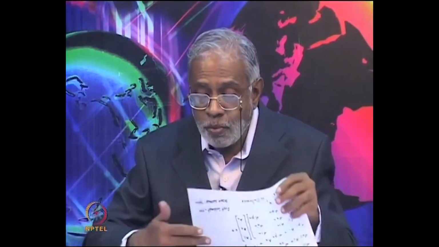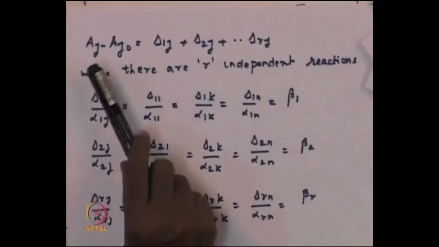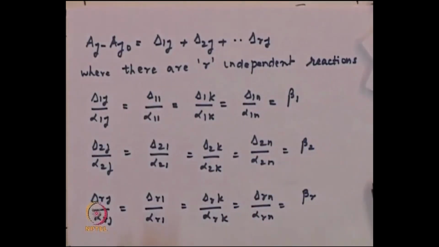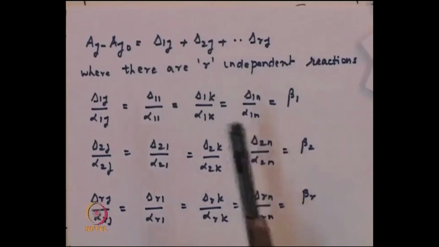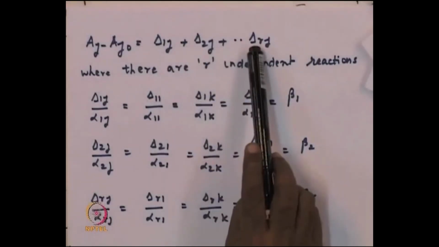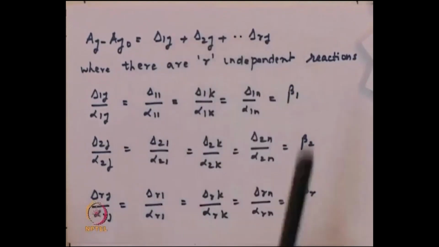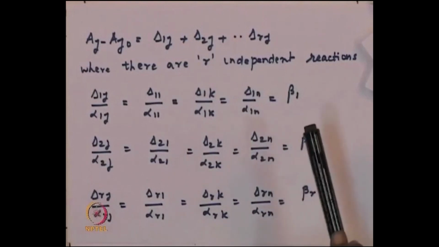Having said this, what is it that we can learn from this? What we can learn is that if you have a component j, then A j minus A j 0 represents the change in this component j. How can this change come about? This change comes about because there are R independent reactions, and there is a contribution to this component j's change because of each of these independent reactions. Is that clear what we are saying?